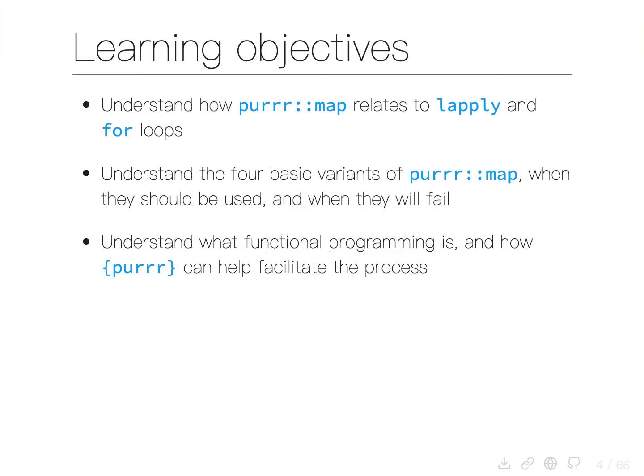For the purrr parts, hopefully you will see the connection between purrr map and lapply. That is a very direct relationship, as we will see. They are essentially equivalent. There's just a few differences. And then for loops. Hopefully we've already seen the similarities and differences between lapply and for loops. And then understand the 4 basic variants of map.